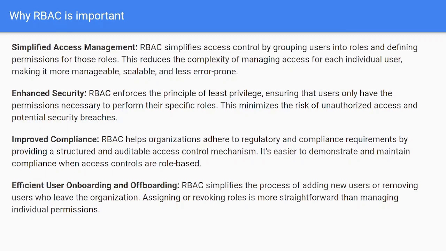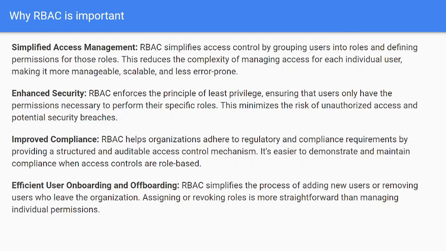So the next point is effective user onboarding and offboarding. One thing for sure is that in an organization, people will come, people will go. You understand? You employ new workers, old workers will leave. Offboarding is the process of somebody leaving your organization. Onboarding is the process of someone joining your organization. To simplify the process of adding users or removing users when they leave the organization, creating a role matters.